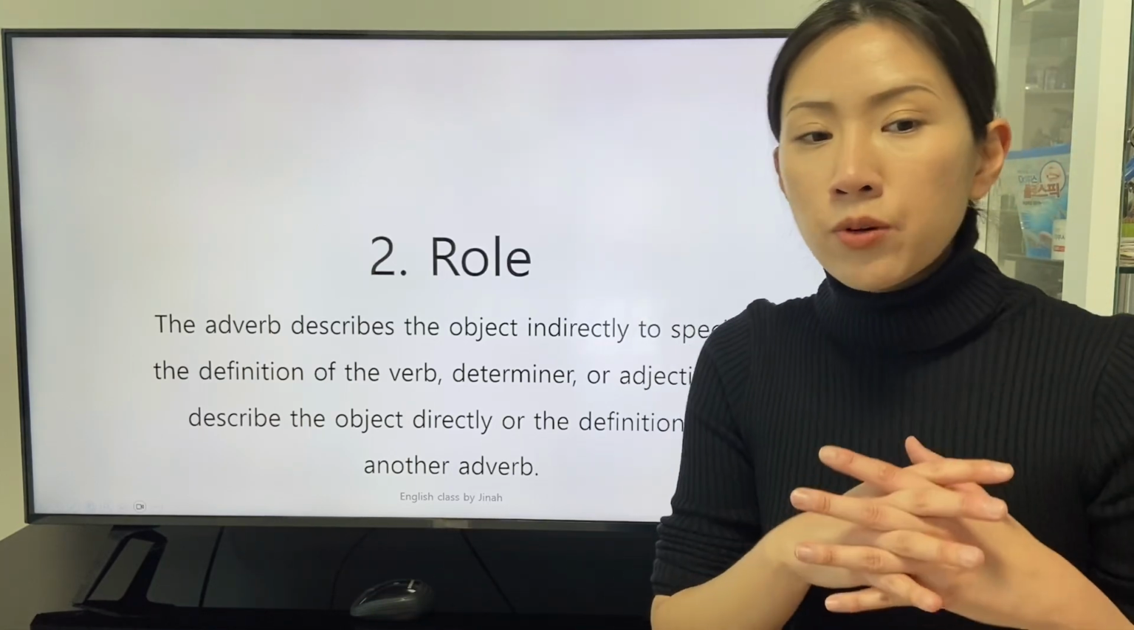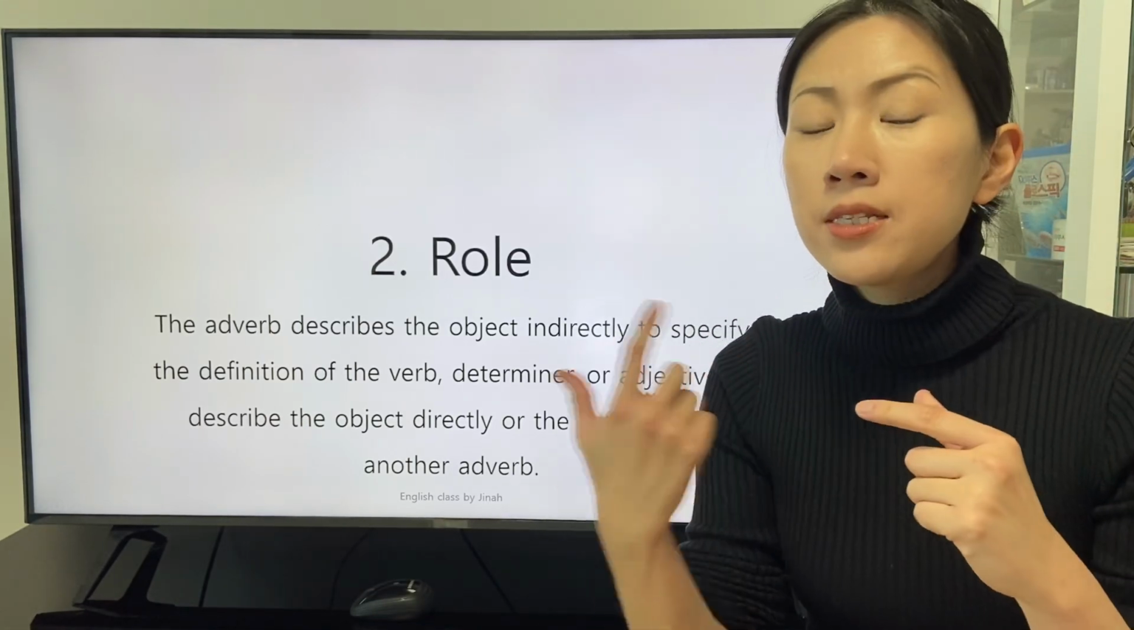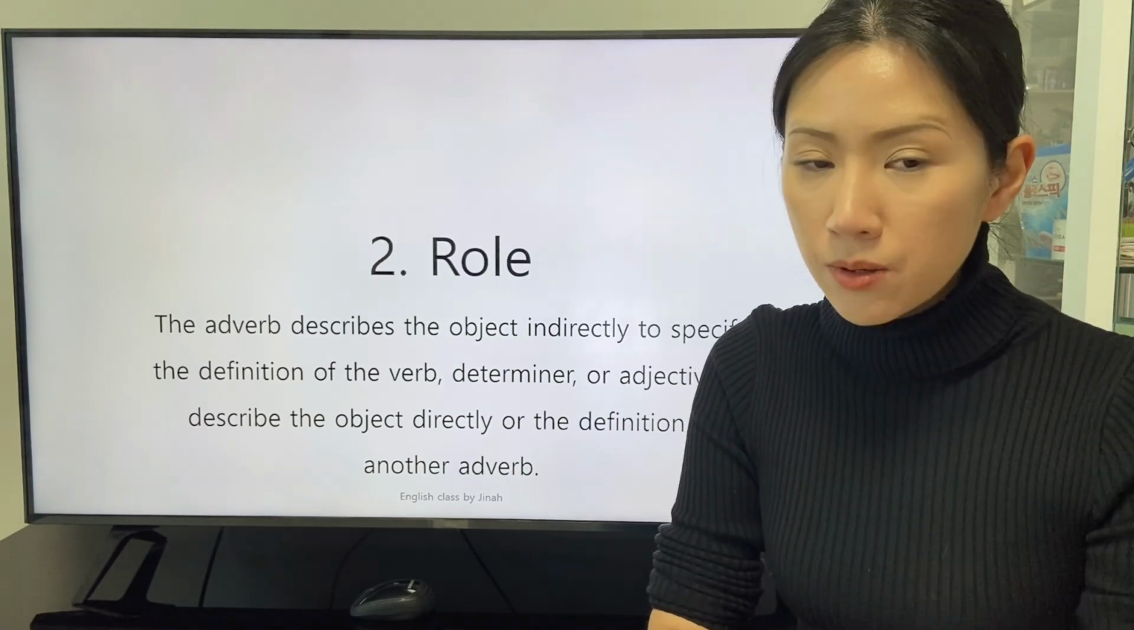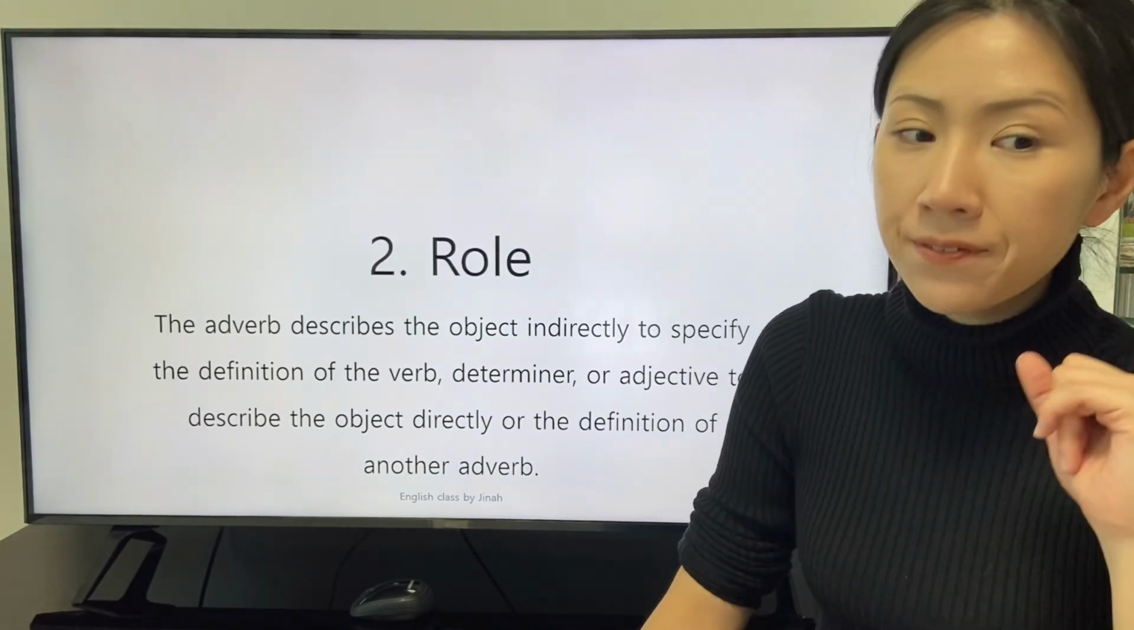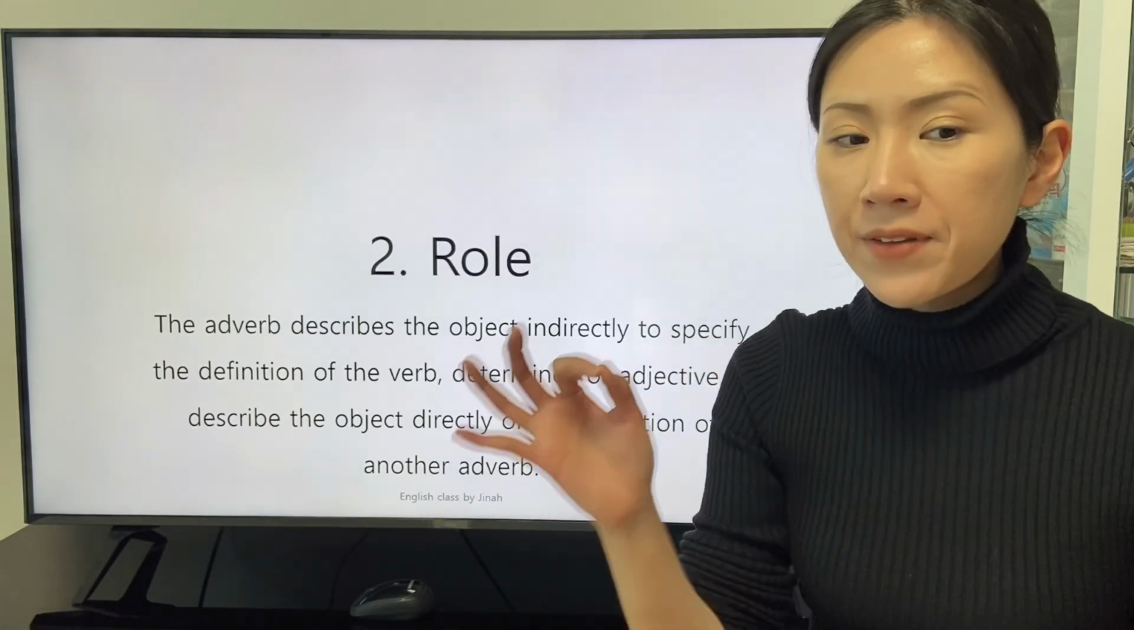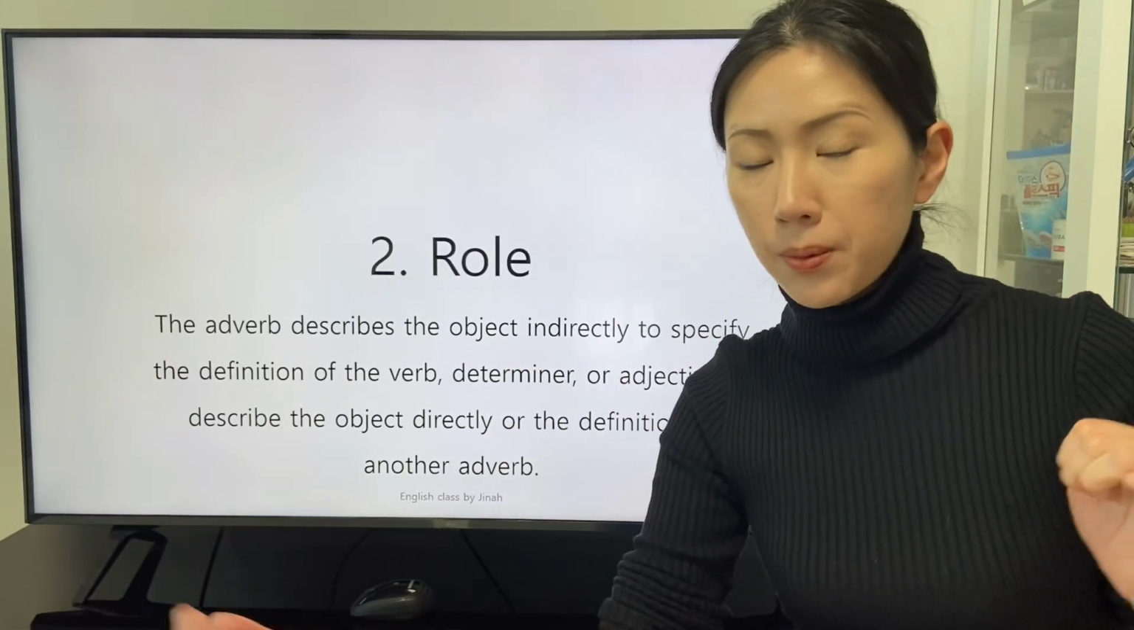The adverb describes the object indirectly to specify the definition of the verb, determiner, or an adjective to describe the object directly, or the definition of another adverb.